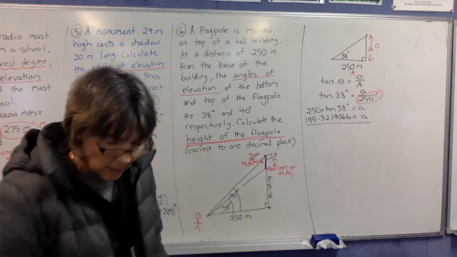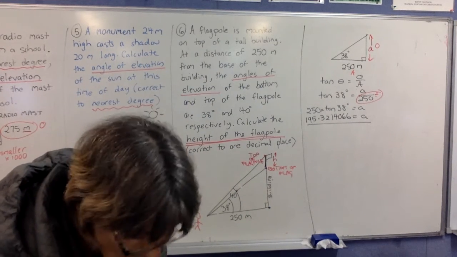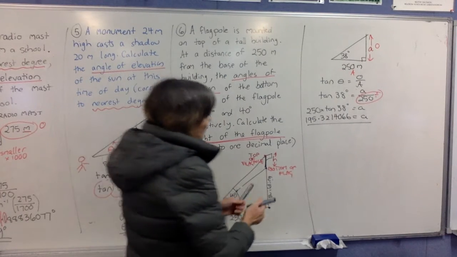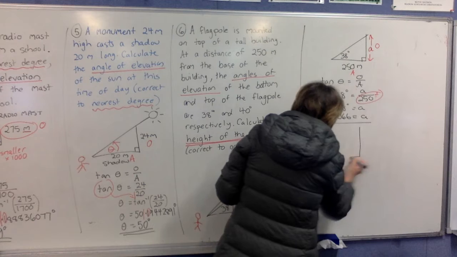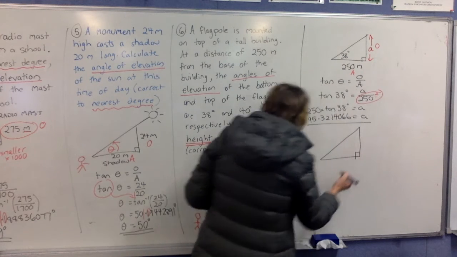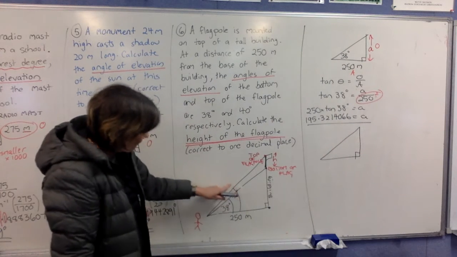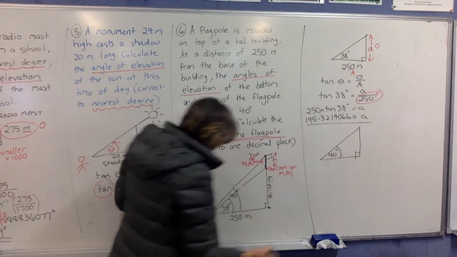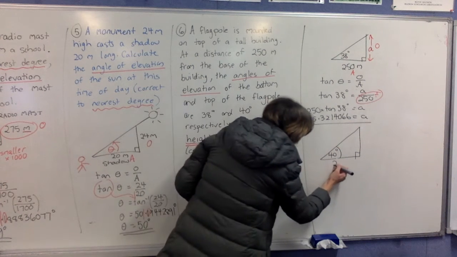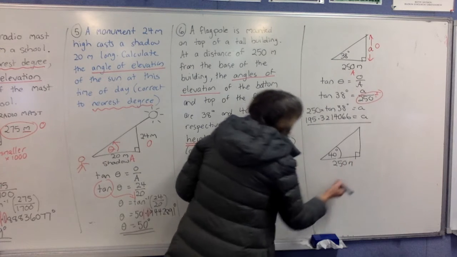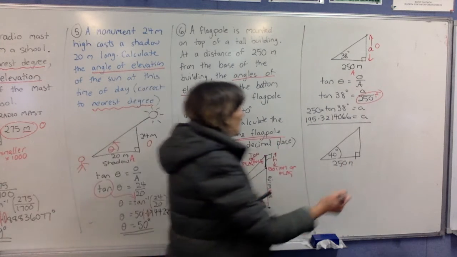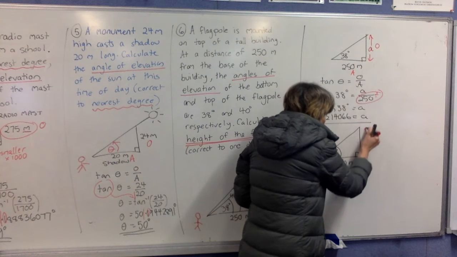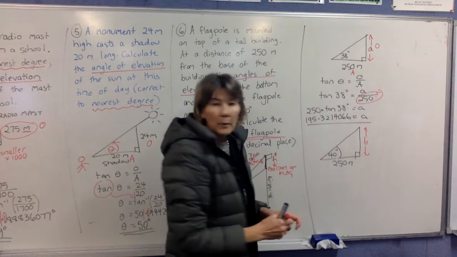And then we're going to look at the other right angled triangle. So that's the bigger one. So that's the really big one. And we're going to mark on everything we've got there. So we've got a 40 degrees here. We've still got our 250 there. And I'm going to call this B because it's the second thing I'm doing. And now we're going to find B.